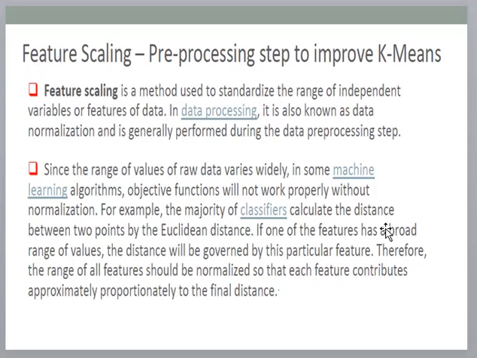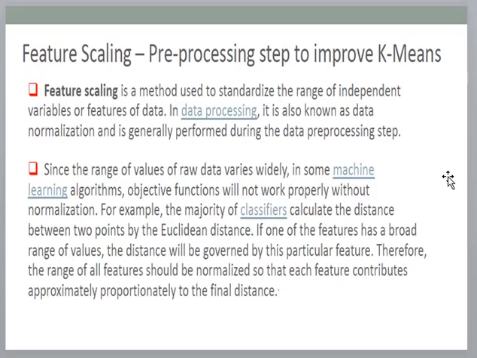If one of the features has a broad range of values, the distance will be governed by this particular feature, right? So if some features have small values and other features have very large values, then the distance will be governed by the feature with the broad range, or we can say that the algorithm is biased toward that particular feature. Therefore, the range of all features should be normalized.